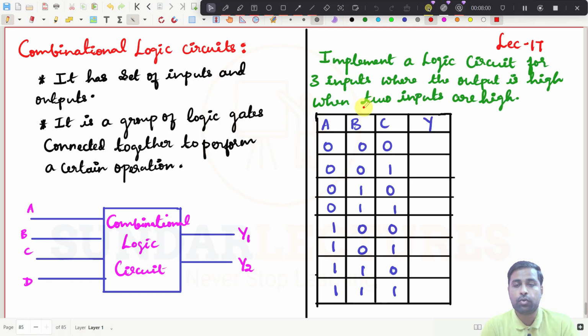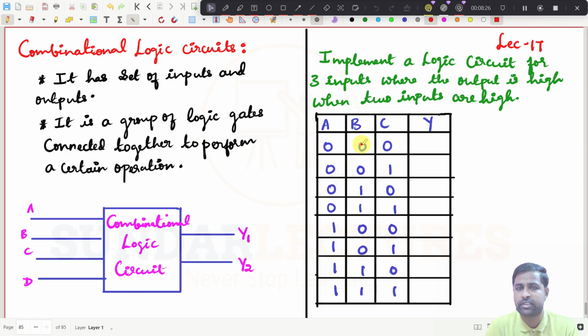Now you look into this question. Implement a logic circuit for 3 inputs where the output is high when 2 inputs are high. Can you understand what the question is now? It is a 3 input system and the output is high only when 2 inputs are high. That is the condition they have given you. See this one now. This is the 3 input system. I have just written the 8 combinations, right? So you compare this one now.